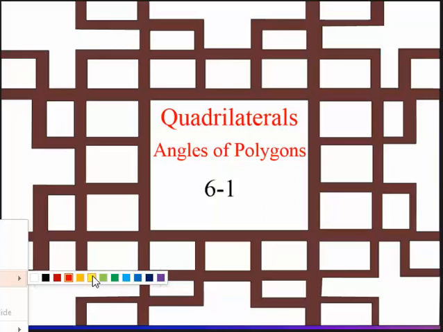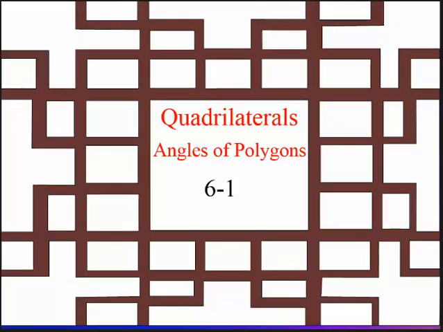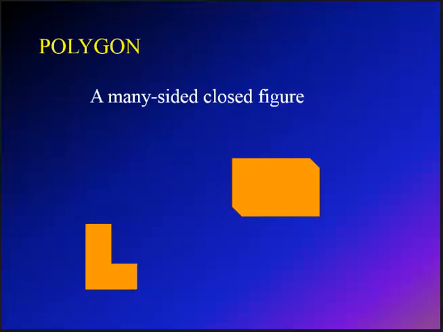So today we start our chapter on quadrilaterals, and we're going to discuss polygons today. What is a polygon? What does the word or prefix poly mean? Poly means many, so a polygon, by definition, is a many-sided closed figure.